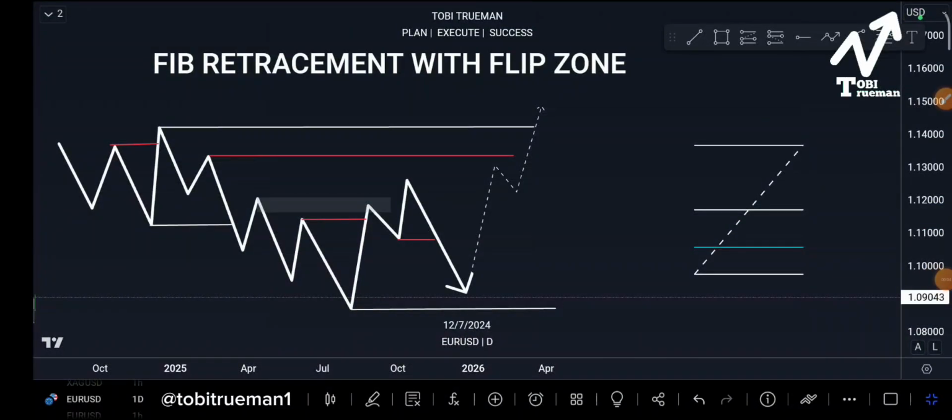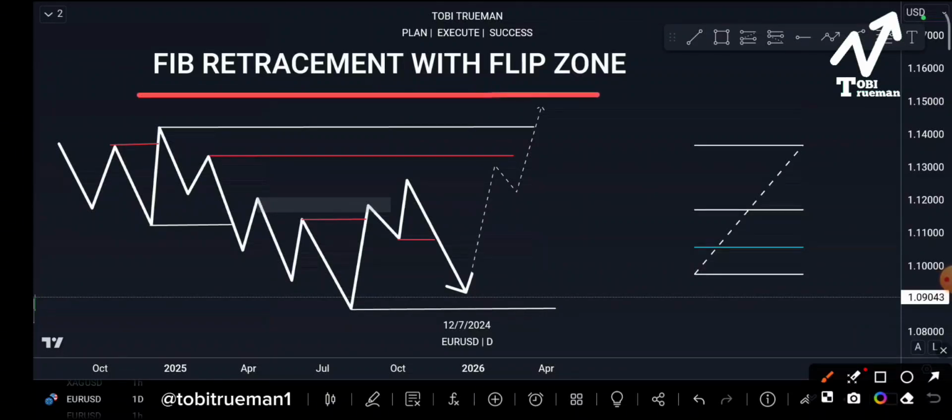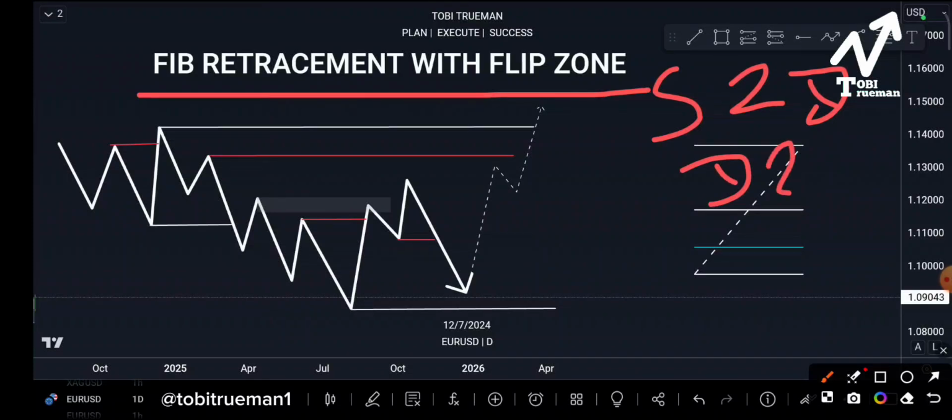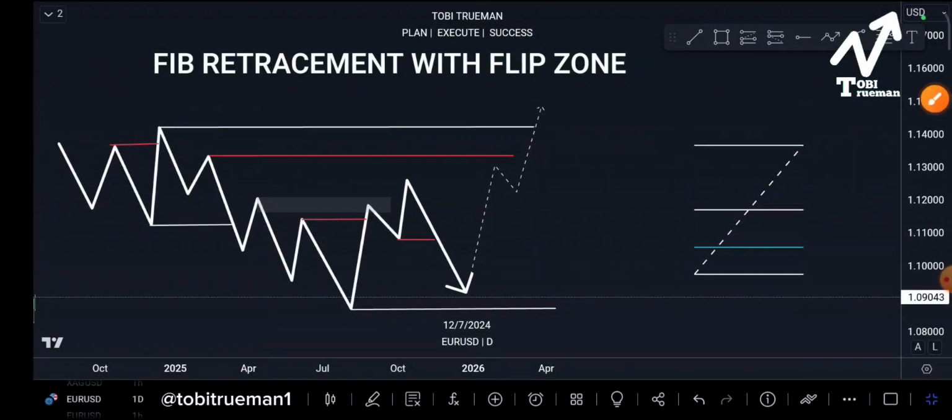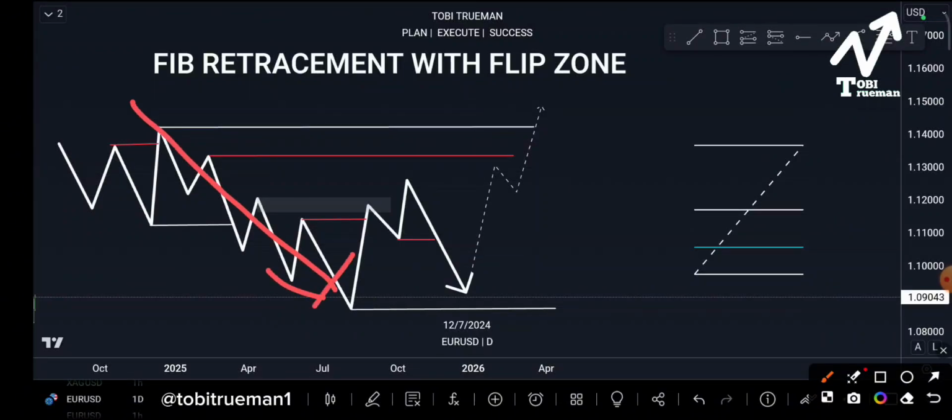All right, you're welcome. Today we'll be looking at Fib retracement with flip zone. We know our flip zone when we talk about supply to demand, or demand to supply, right? S2D or D2S. And when do we use S2D? That's when price is bearish, then we want to counter-trend buy to bullish.